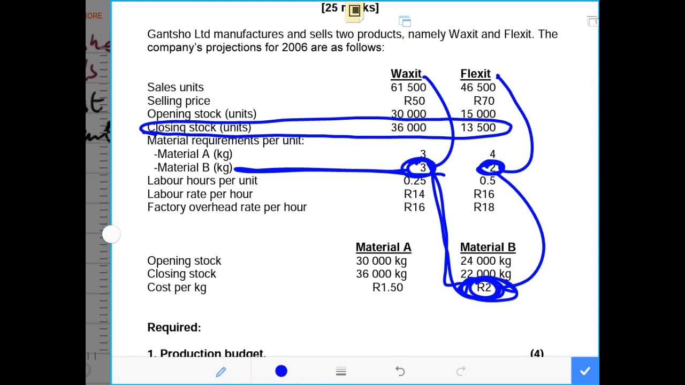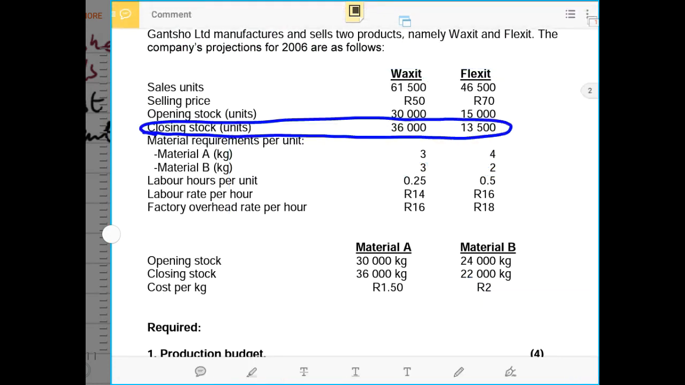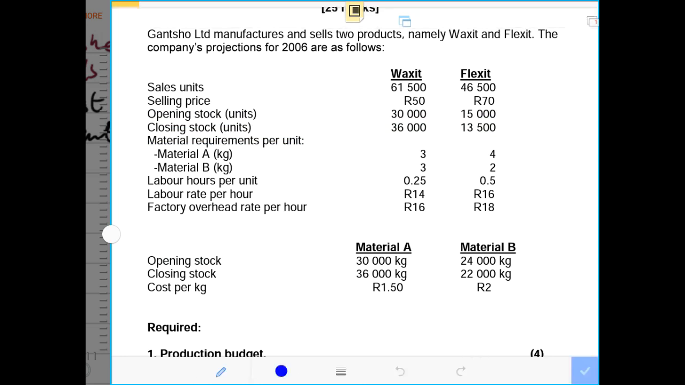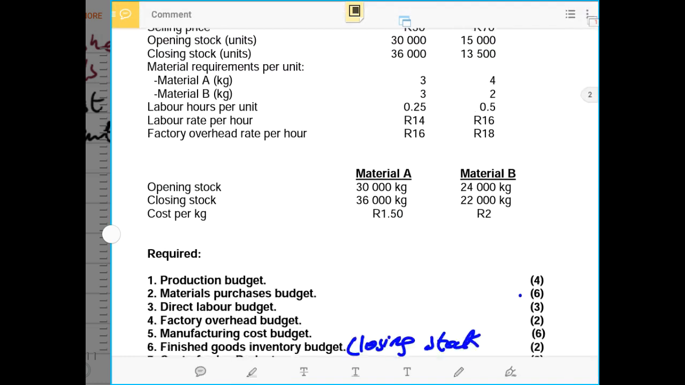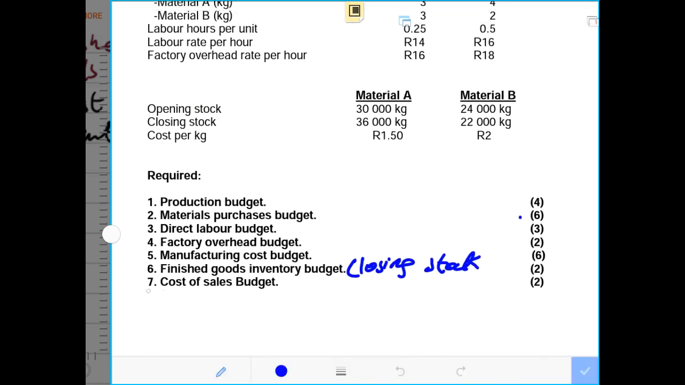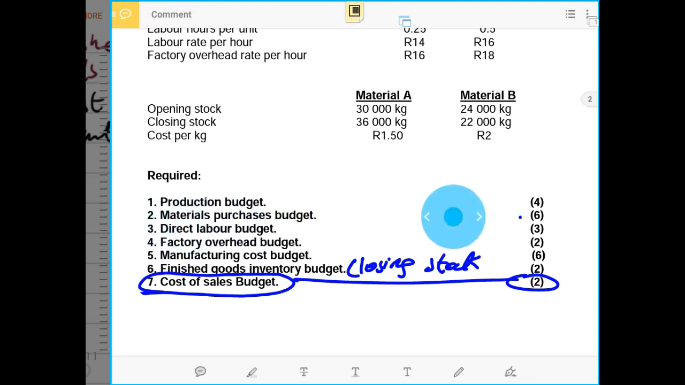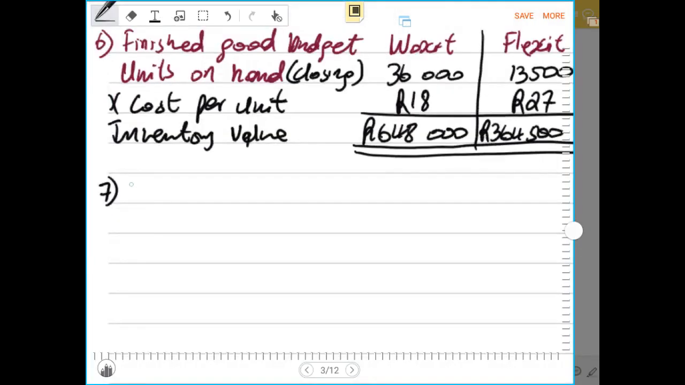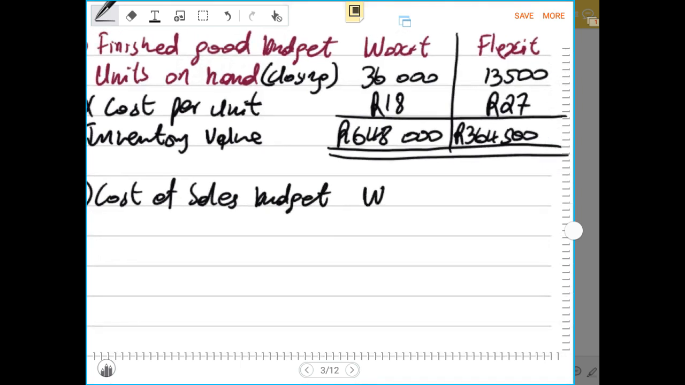The last budget, budget number 7, requires of us that we calculate the cost of sales budget. Cost of sales budget, only 2 marks, a very short budget. Cost of sales budget for product Waxit and product Flexit.